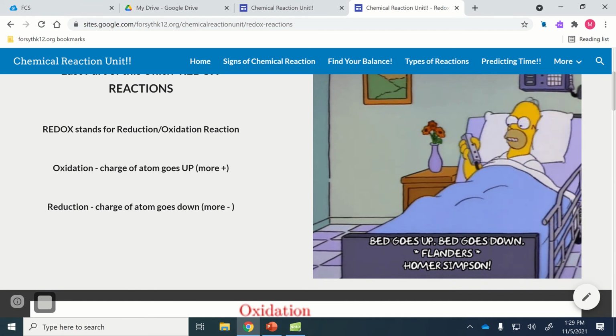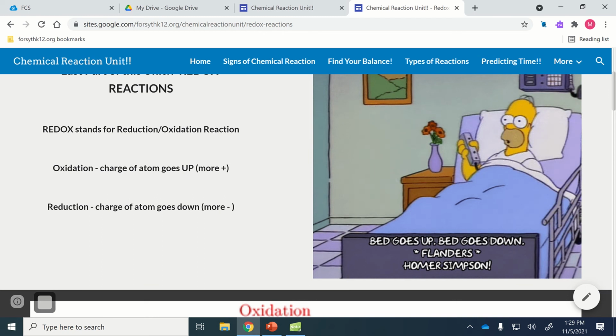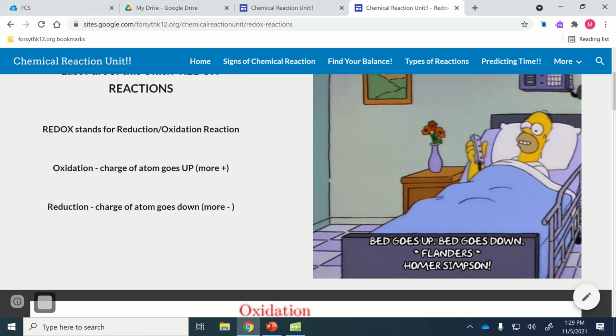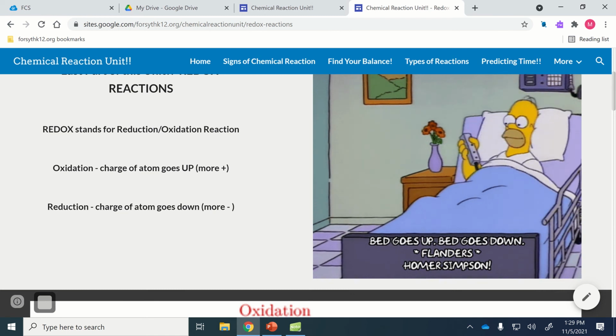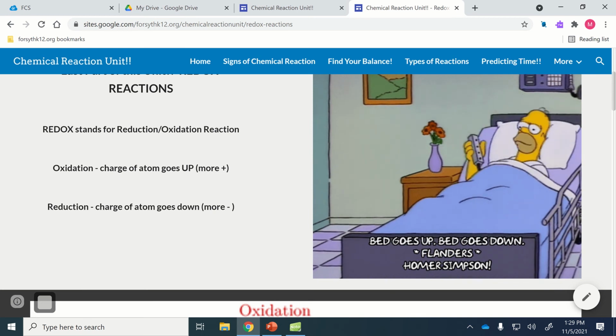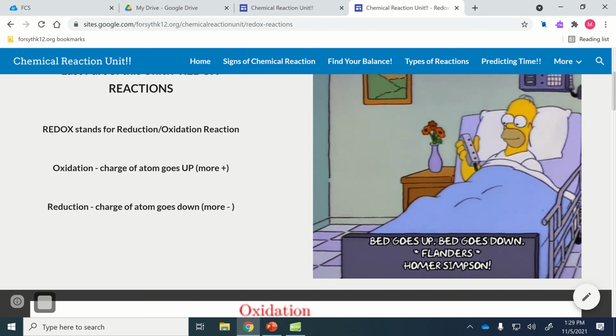Oxidation occurs when the charge of the atom is going up. In other words, the element is becoming more positive. It is being oxidized when the charge is going up. Reduction, clearly the idea is it's being reduced. The charge of the atom's going down. So if you happen to be like, I don't remember what oxidation means, well, hopefully you know what reduction means. It means to reduce. So it's going to become more negatively charged.